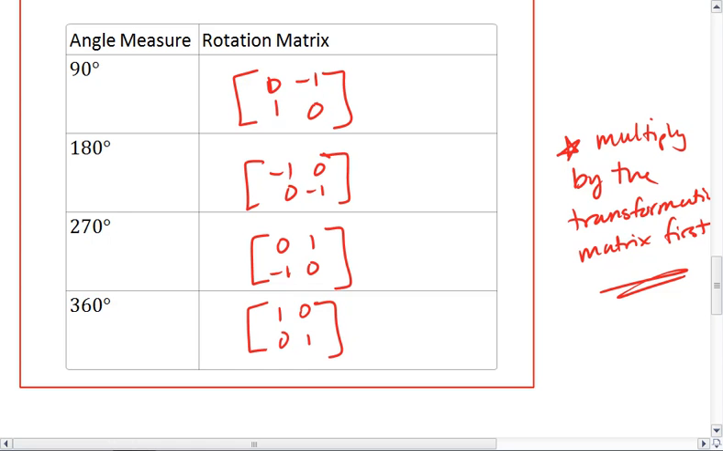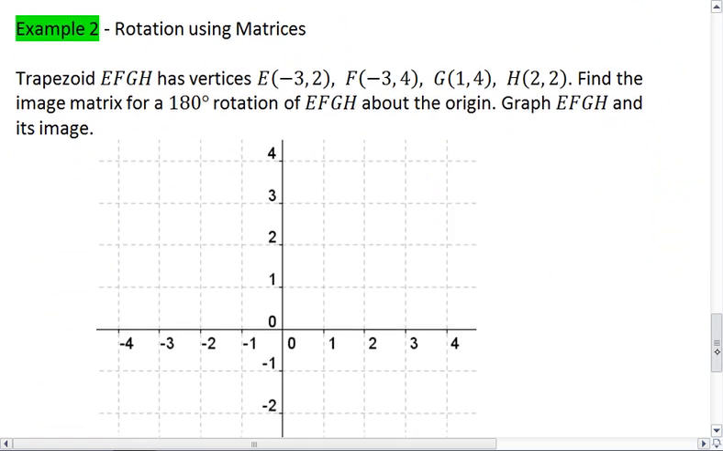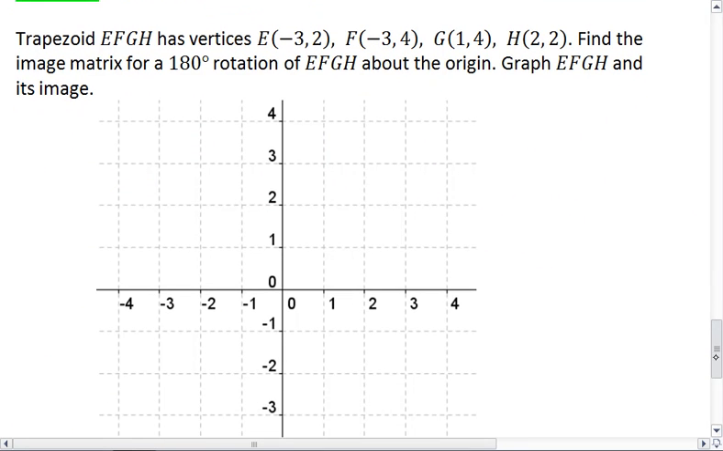Okay, so again, make sure you have these rotation matrices in your notes. For 90 degrees, it's 0, 1, negative 1, 0. For 180 degrees, negative 1, 0, 0, negative 1. 270 is 0, negative 1, 1, 0. And 360 is 1, 0, 0, 1. We're going to use these for example 2, rotation using matrices.